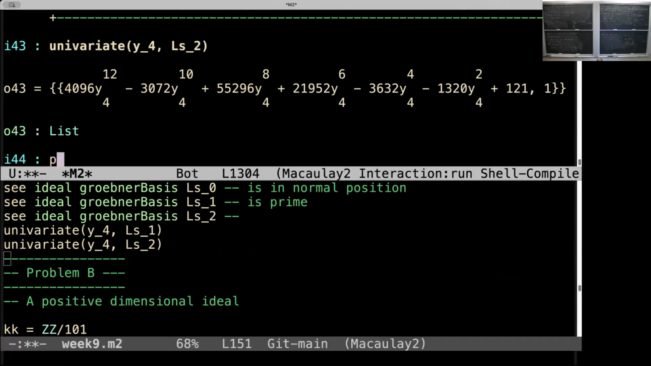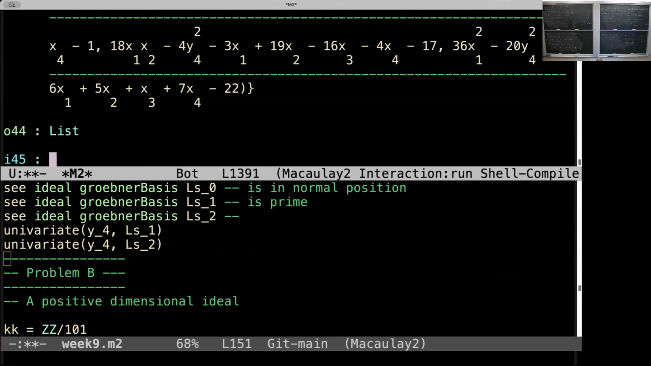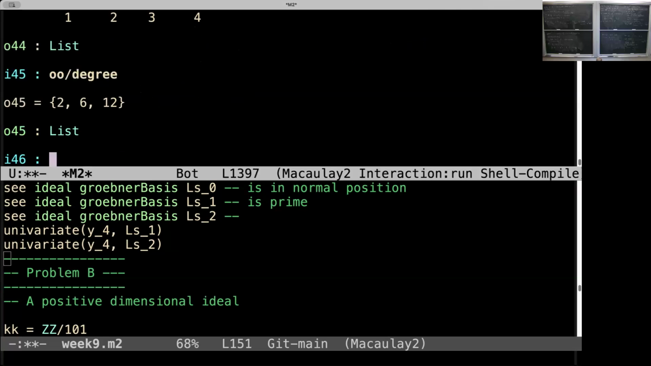Wait, let's go back to primary decomposition or minimal primes. I1. Degree. Oh yeah, they're all prime, all 3 of these. We didn't need to split them up. It's actually quite hard oftentimes to prove that something's prime, but in this case, we have an honest way of doing it. The I1 is the intersection of these 3 prime ideals that we have here, and then we're done.